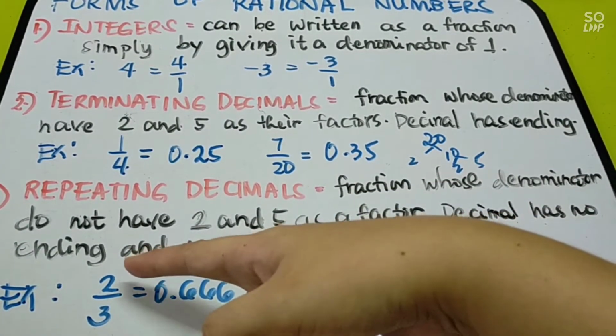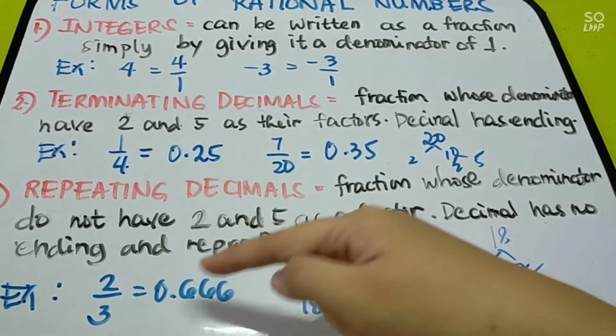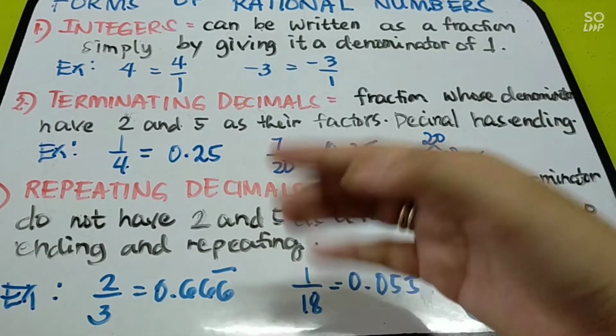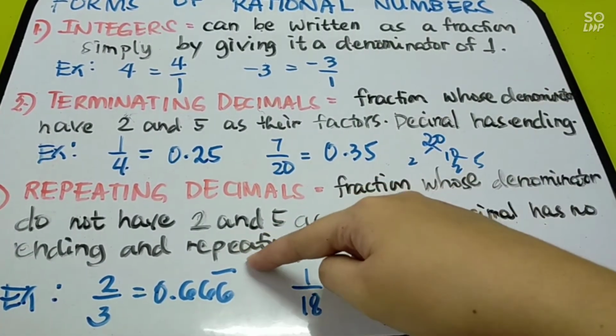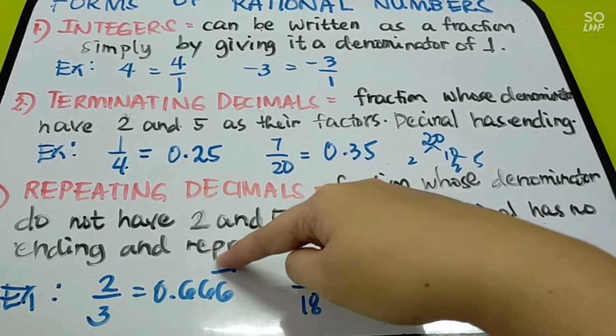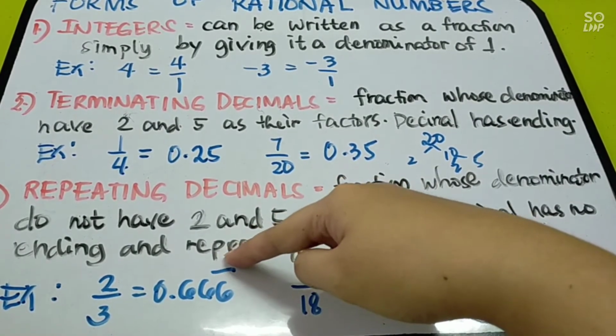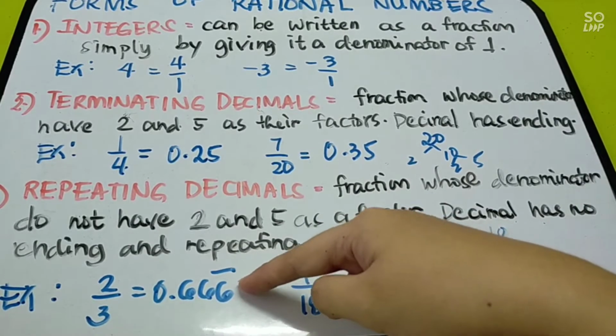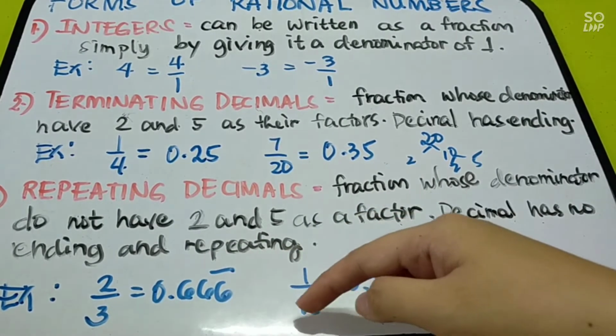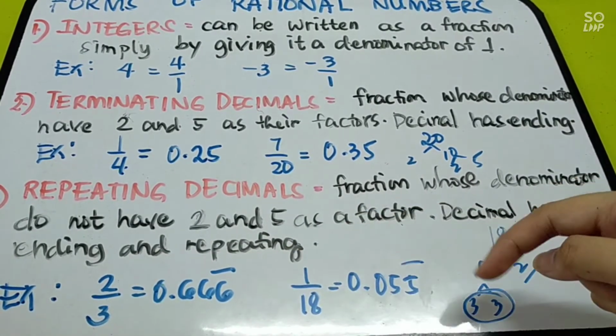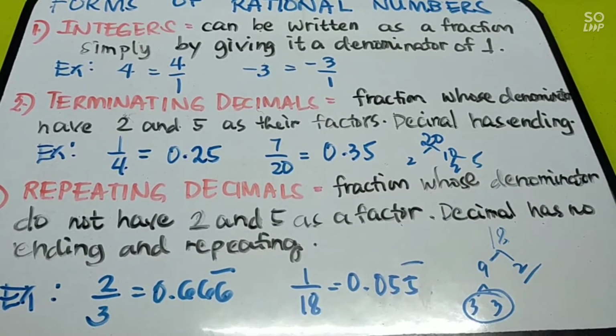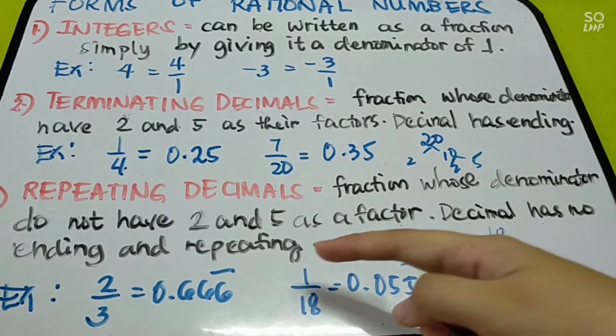So, si 2/3, pag in-equal mo yan into decimal, magiging siyang 0.6666 and so on and so forth. Yung bar line sa taas ng inyong decimal, meaning po niyan ay wala siyang katapusan. Ibig sabihin, ulit-ulit lang si 6666. Naintindihan? Next tayo, 1 over 18.